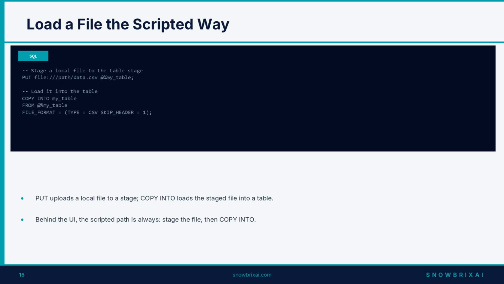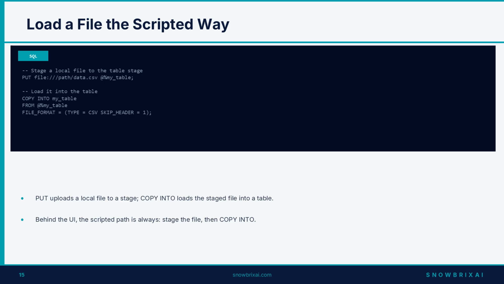Let us peek behind that button for a second. When you click load in the interface, this is the scripted path Snowflake runs for you. First you stage the file, then you copy it into a table. Staging just means putting the file somewhere Snowflake can reach. The put command uploads a local file to a table stage.